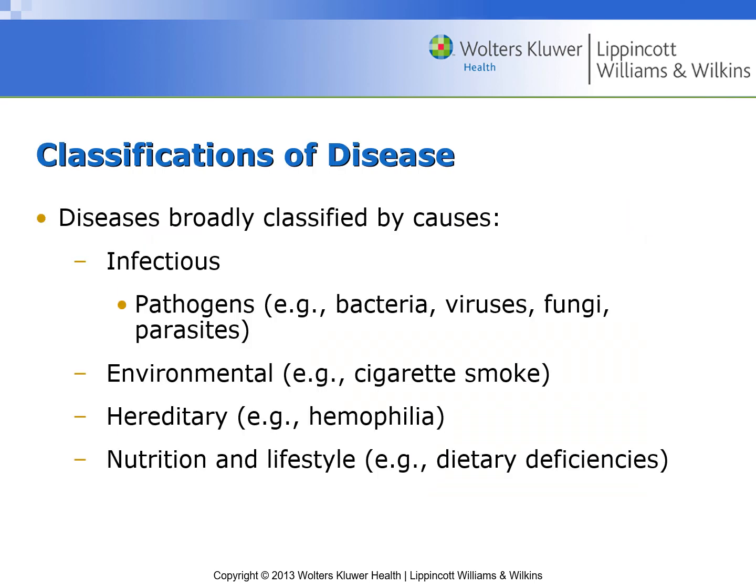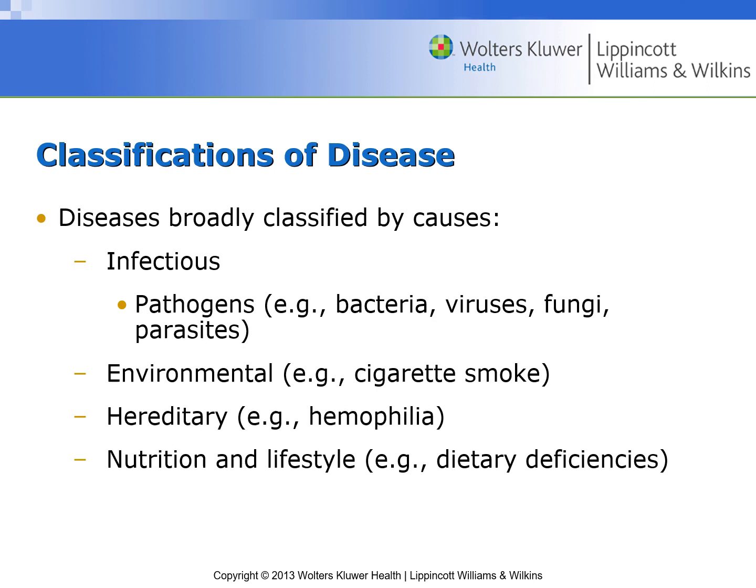Let's talk about how diseases are usually classified. Diseases are broadly classified by cause. Infectious causes, such as pathogens that come about as a result of bacteria, viruses, or fungi, and even parasite exposure. Or there may be what's referred to as environmental factors, such as cigarette smoke. And when we say cigarette smoke here, we don't mean the individual themselves may be smoking. The individual may be exposed to cigarette smoke from someone else.